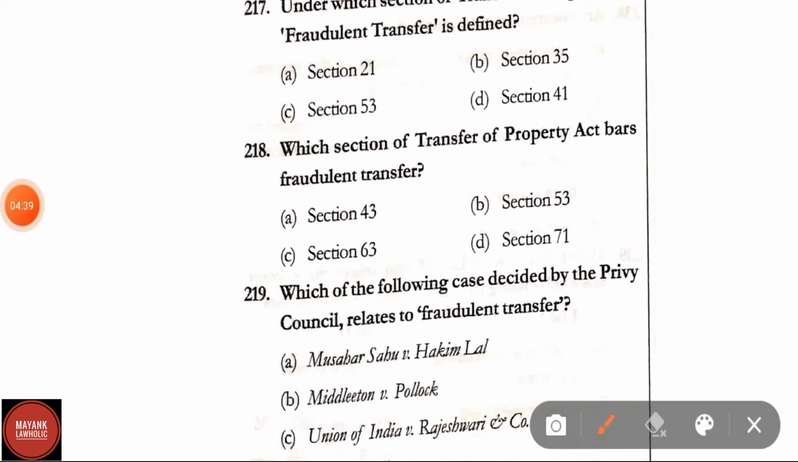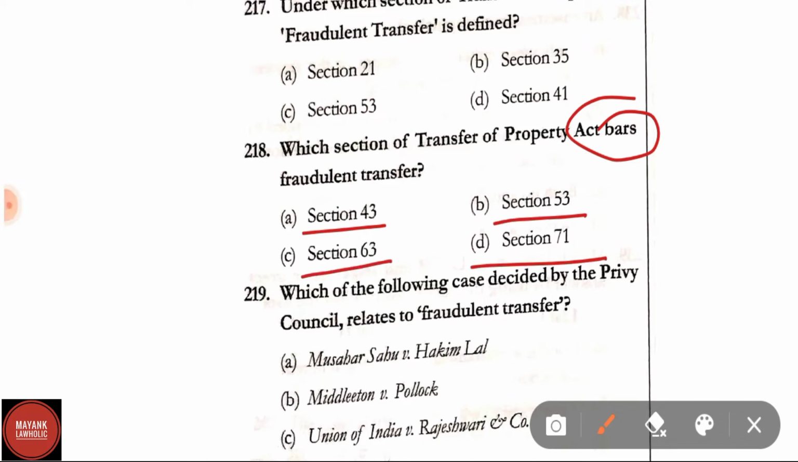Question number 218. Which section of TPA bars fraudulent transfers? Options are section 43, section 53, section 63, section 71. Correct answer is option B, that is section 53.